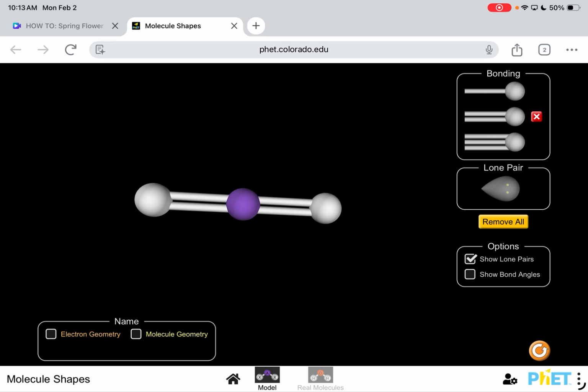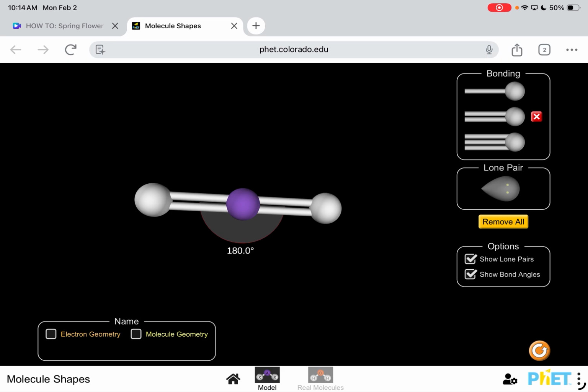Okay? I mentioned that the bond angles were 180 degrees. That's just a straight line. So if you click over on options where it says show bond angles, it's going to tell you what that angle is. That's going to be an important piece of information that we have to talk about when we're talking about these shapes. And then the other thing that's going to be important are these 2 types of names of the shape.